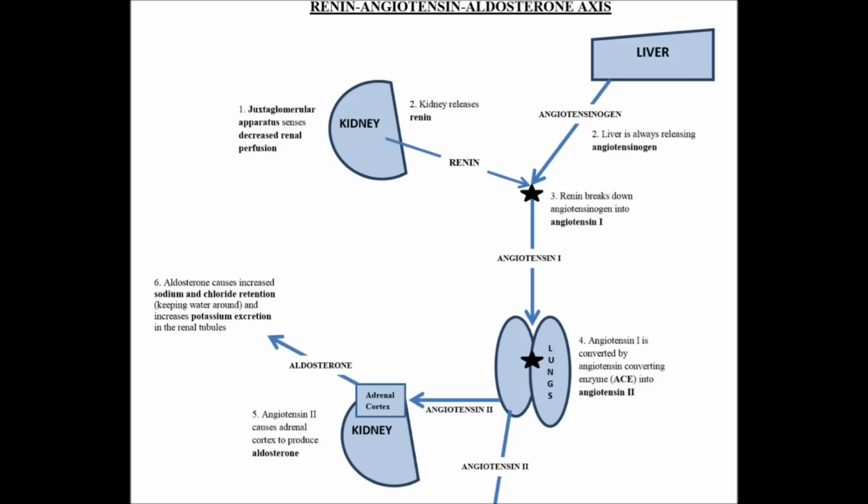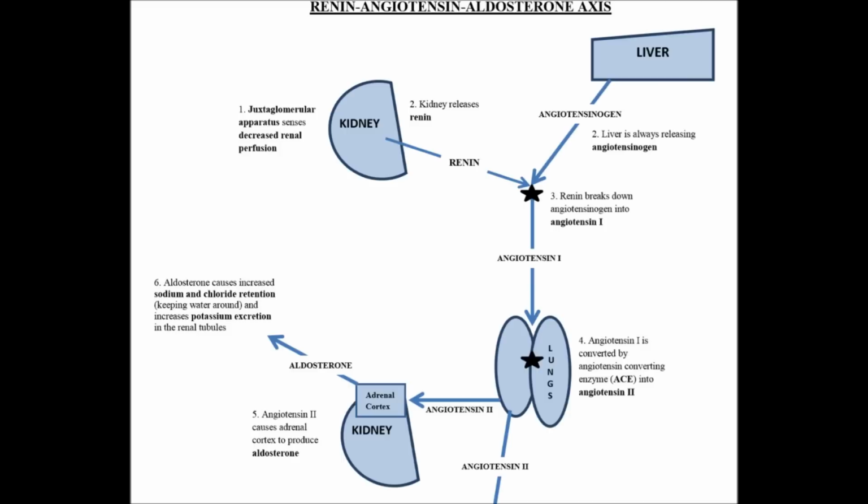So the RAA axis is meant to increase blood pressure or increase fluid volume or increase sodium or any combination of those. So not only does the end product of the RAA axis, which is aldosterone, increase fluid retention and also increase blood pressure, but angiotensin II, which is also one of the products that we make, has some other systemic effects, and we'll go through all these as we run through the system.